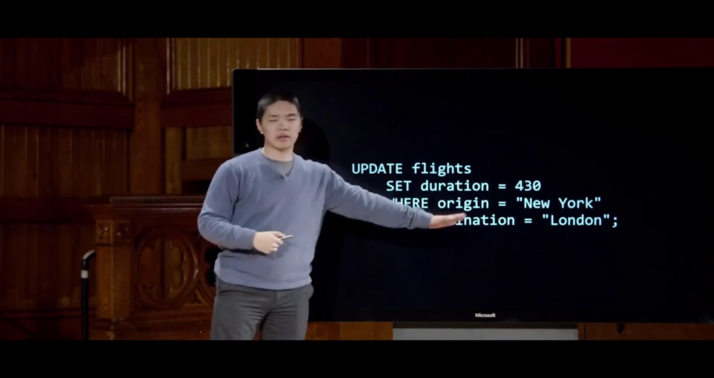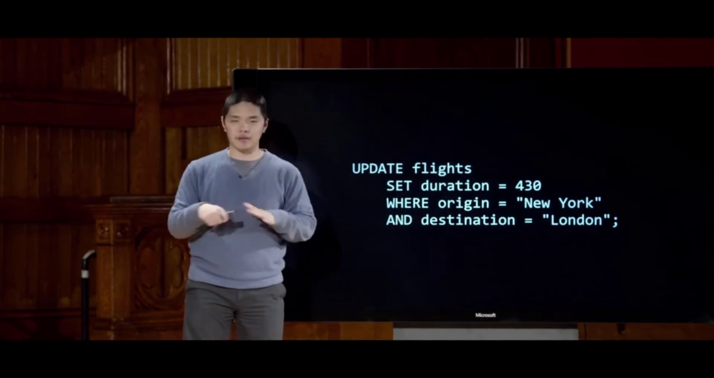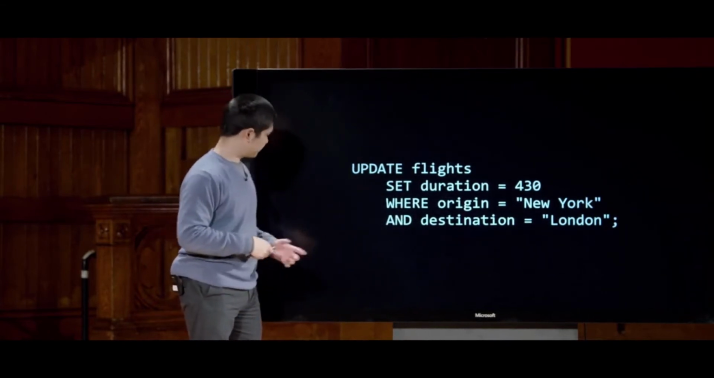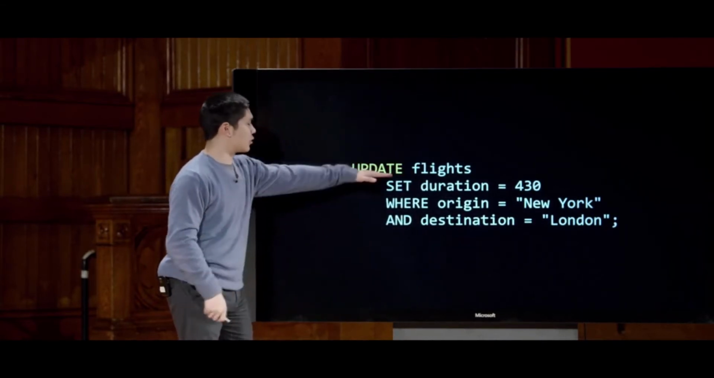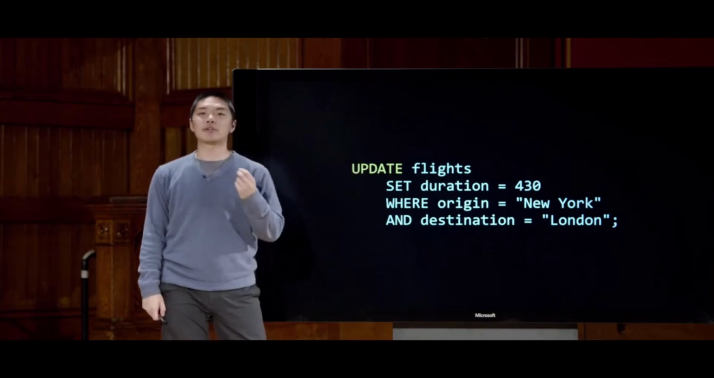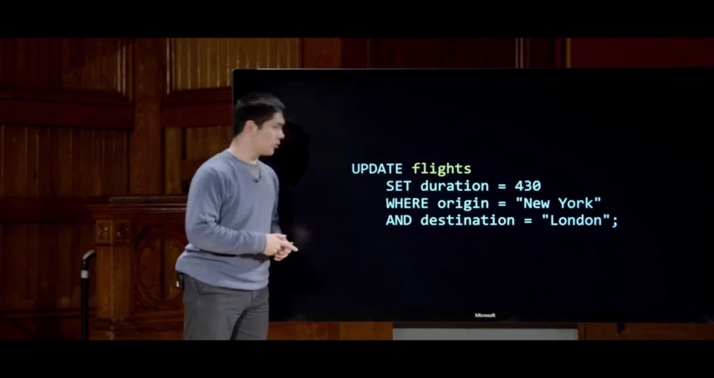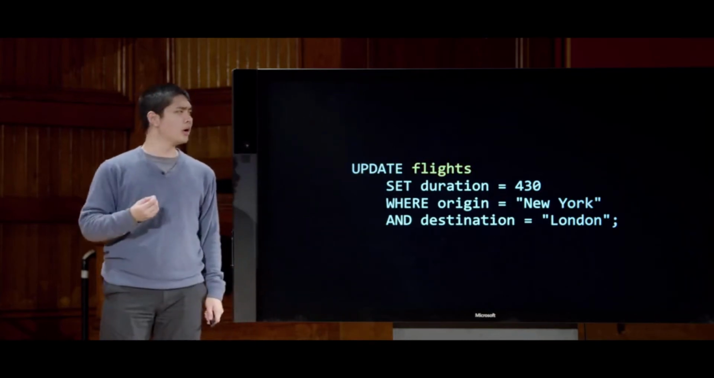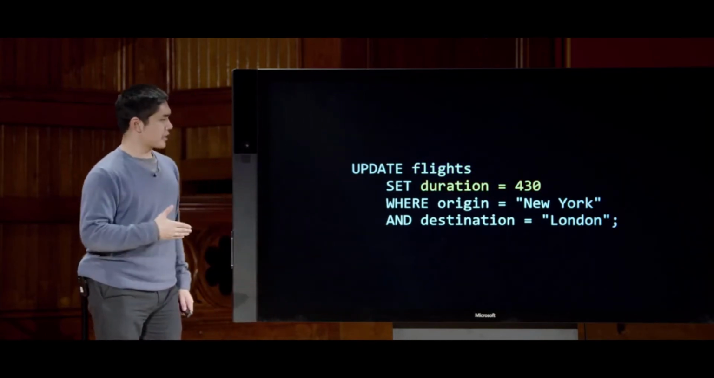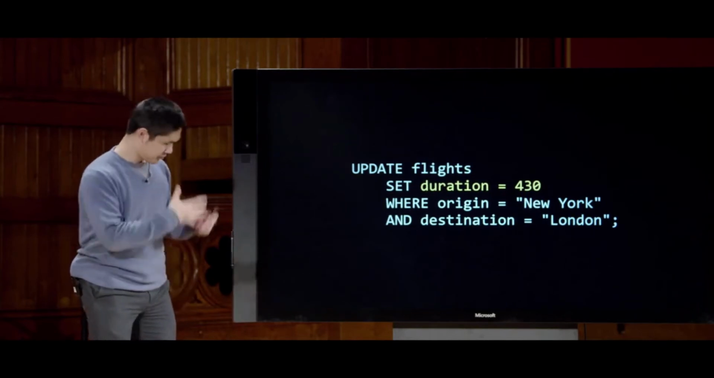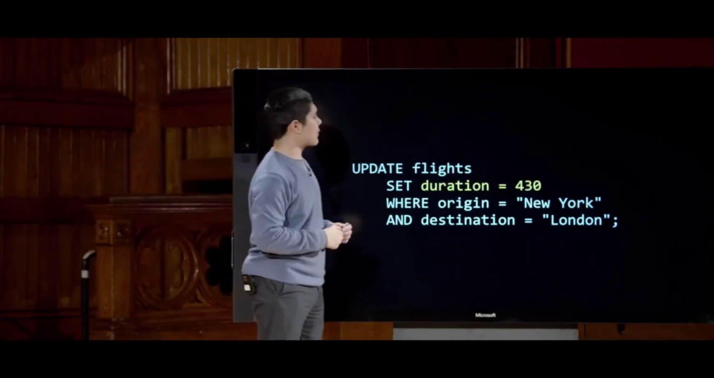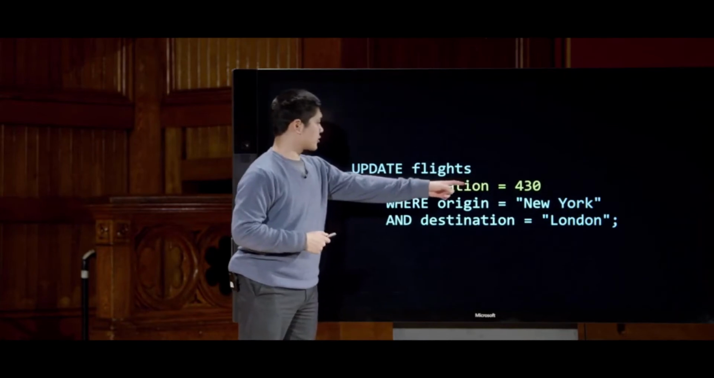It just knows that when it sees a semicolon at the end of the command, that is the end of this particular command. But here what I've said is use the update keyword to say, I would like to update a table. What table would I like to update? I'd like to update the flights table. And then what would I like to do? Well, I'd like to set the duration equal to 430. So whatever the value of duration happens to be right now, change it to 430.